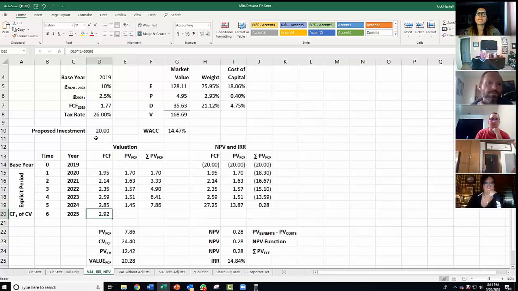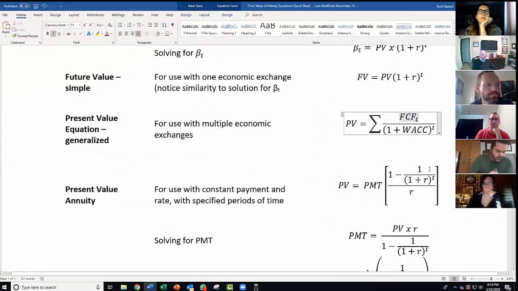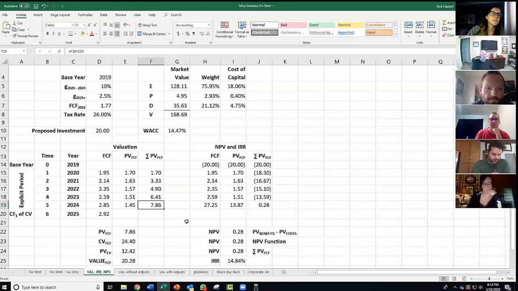Okay, I'm going to show you the algebra behind this very quickly just so I can bring us back to something that we've seen. The present value is equal to the sum of the free cash flows at different time intervals divided by 1 plus a discount rate to the t. That's what we're looking at right here. That's the summation. These are the present values of these cash flows at this rate during these periods of time.